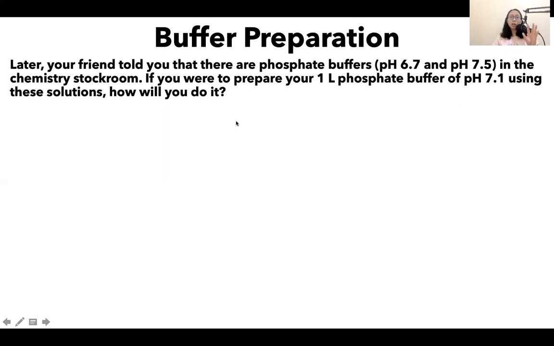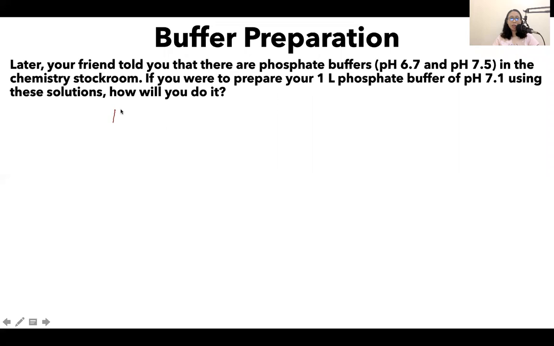We use the HH equation to prepare a buffer from the components. In this type of problem, we are preparing a buffer of different pH from two buffers. So what we use is the modified dilution formula. You will find your modified dilution formula in the Canvas module. I will write it down here.